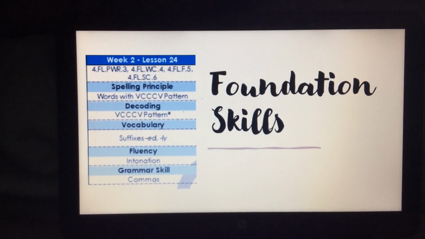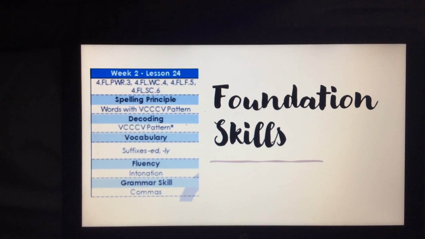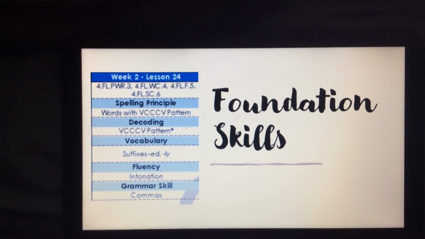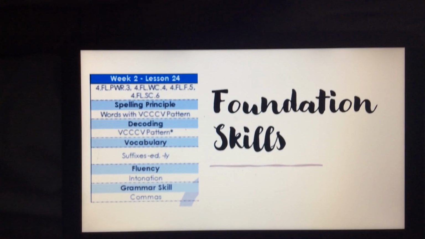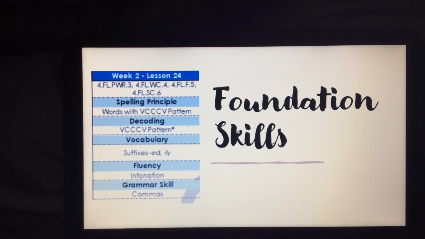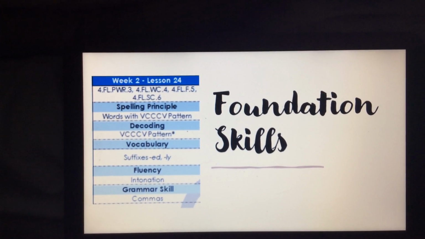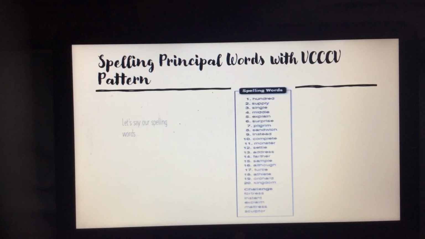Our foundation skills for the week, we will be looking at the spelling principle, words with the VCCCV pattern, decoding with the same pattern of VCCCV, vocabulary with suffixes ed and ly. We'll be looking at fluency with annotation, and our grammar skill for the week is commas.